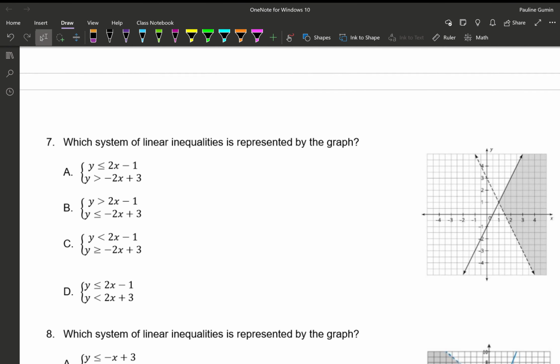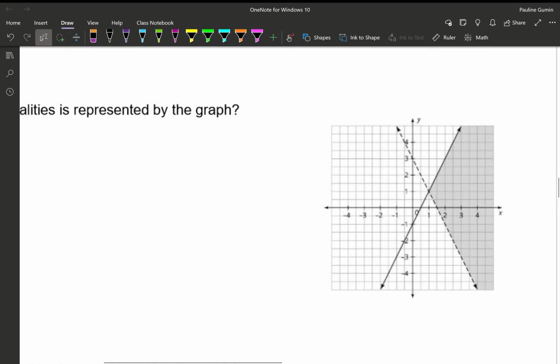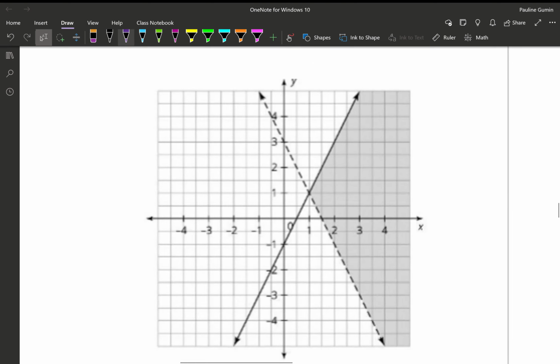Number 7, which system of linear inequalities is represented by this graph? Okay, so I'm going to zoom in on this graph. Let's begin with the solid line. Why? I don't know, I just feel like it.